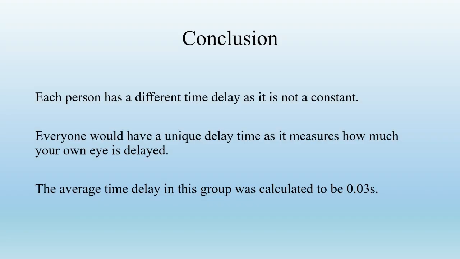It can be concluded that each person having a unique delay time is due to it not being a constant, as it is a measure of how much one's own eyes are delayed, which is unique to the individual. In this group, the total average delay time was found to be 0.03 seconds.